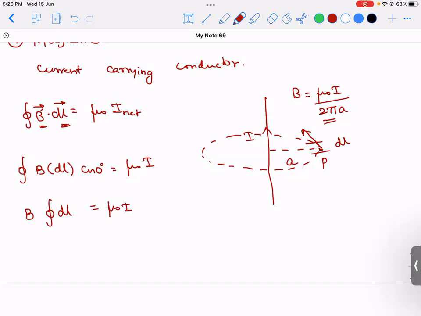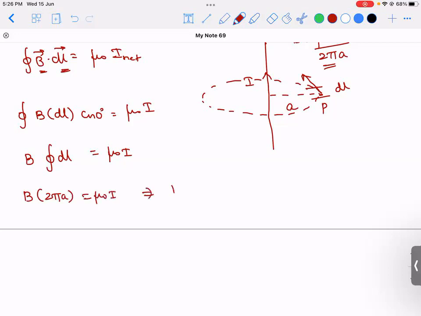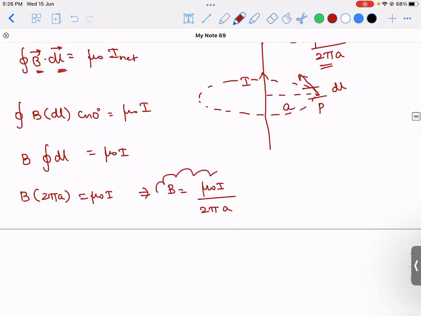Correct? So what will happen to the line integral of dl? If you add all the dl's, what do you get? You get the circumference of the Amperian loop. So what is going to be the circumference of it? 2 pi a. So B into 2 pi a is equal to mu naught into I, which implies B is equal to mu naught I divided by 2 pi a. So this is how we can use Ampere's circuital law to derive an expression. Okay.